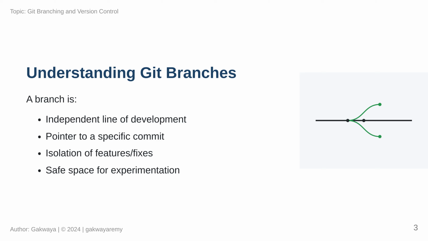Think of branches as parallel universes for your code. Each branch represents a different version of your project, allowing you to work on features or fixes without affecting the main code base. The main branch, often called main or master, represents your production-ready code, while other branches are for development and experimentation.